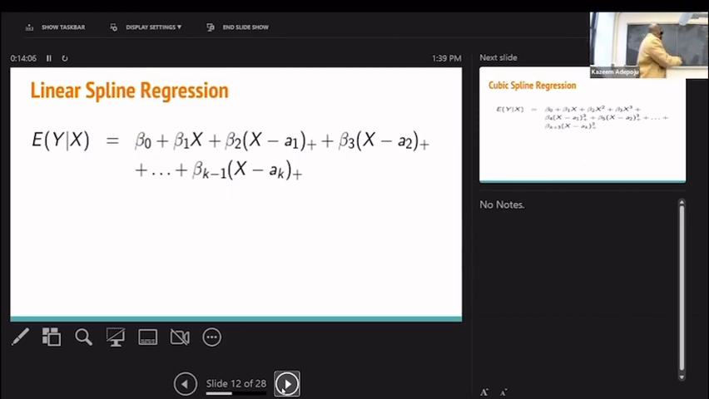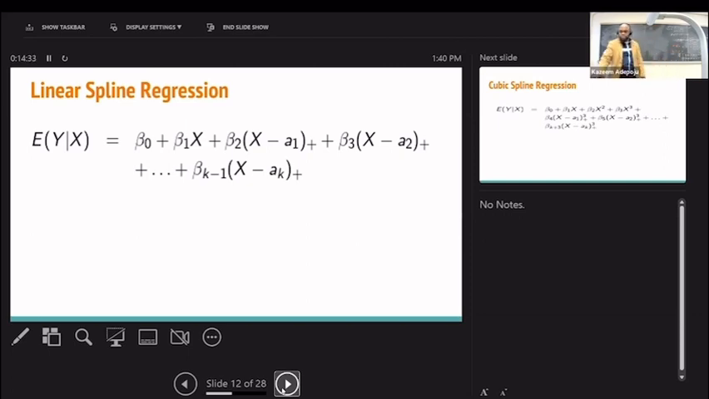I keep the first half of my model, and the next thing I'm going to do is subtract a1 from x, a2 from x, where a1, a2 up to ak may be the thresholds. This is an example of a linear spline. When we're talking about splines, we can start from the linear spline before we go into the quadratic spline, or the cubic one.